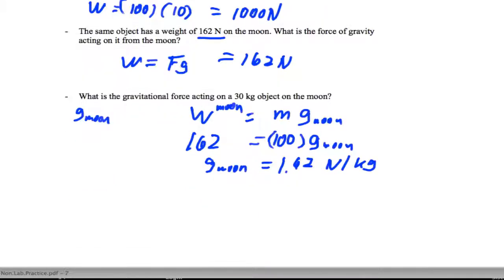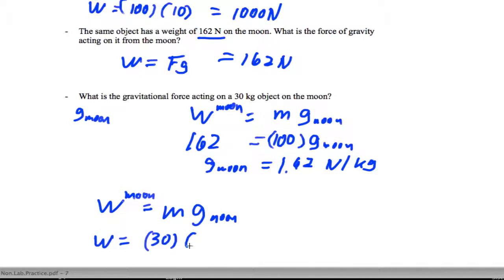And now to get the weight of a 30-kilogram object on the moon, we have weight on the moon equals mass times g of the moon. So we're going to get W equals 30 times 1.62. When we multiply that out, that ends up being about 48.6 newtons of weight on the moon.